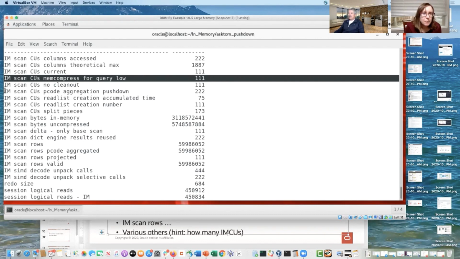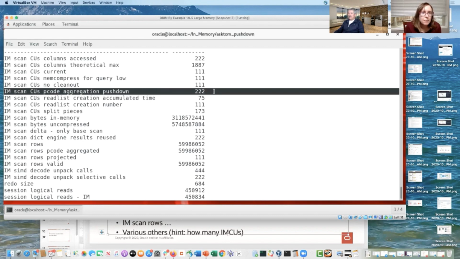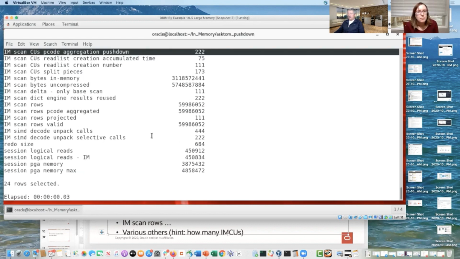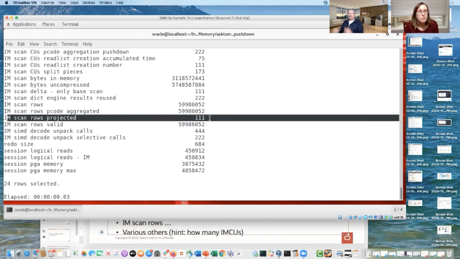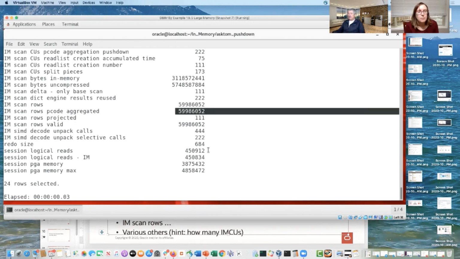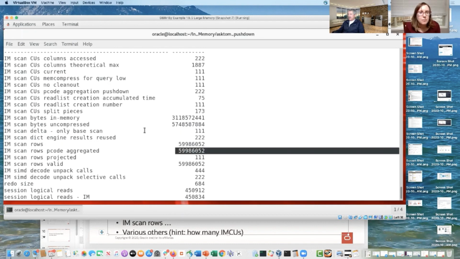Now this makes a little more sense: since we have 2 aggregations, 2 times 111 is 222 aggregations pushed down into the scan. And notice that we're only going to project back the results of each of the individual IMCUs, the 111. But we looked at all 60 million rows, so we're aggregating on all 60 million rows. What else of interest is in there, Allison? Do you see anything else we should mention?